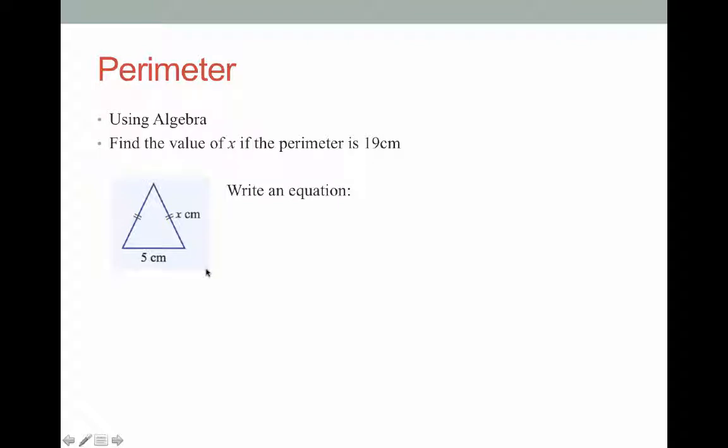If we want to work this out, we can write an equation. You might be able to do it in your head, but we're going to use some algebra to solve this. Now, I know if I add all my sides together, the x, the x, and the 5, I will get 19 centimeters. The x plus x is 2x, so I can write that sentence as 2x plus 5 equals 19. Next up, I'm going to solve it like any other equation. I will subtract 5 from both sides, which gives me 2x equals 14, and then I'll divide both sides by 2, giving me x equals 7.